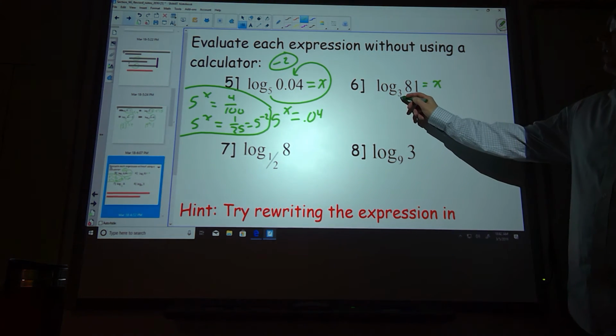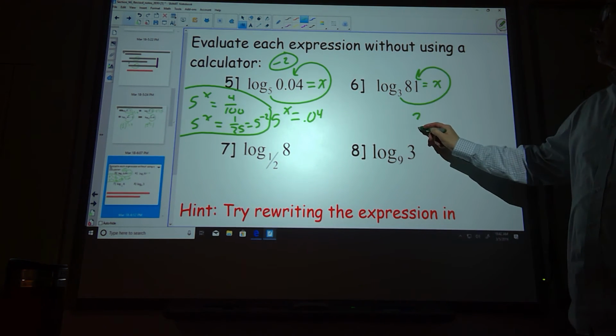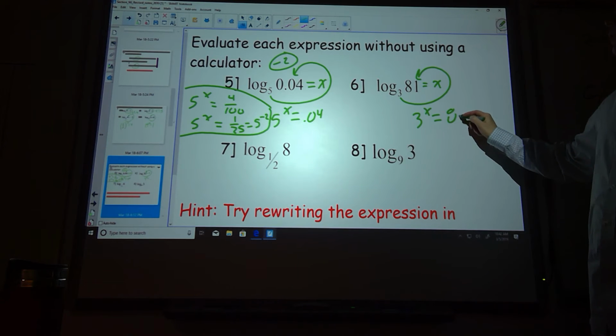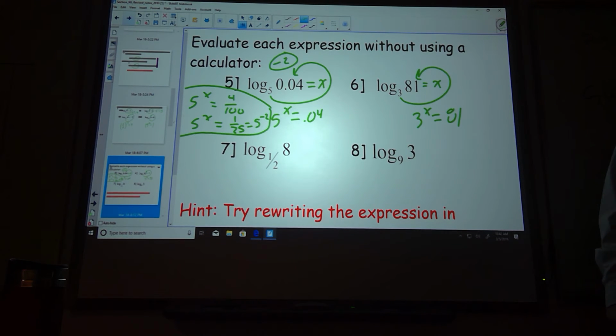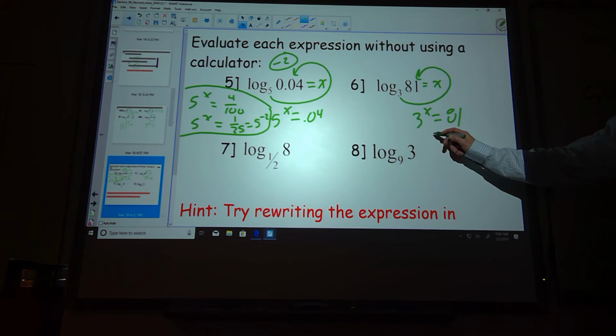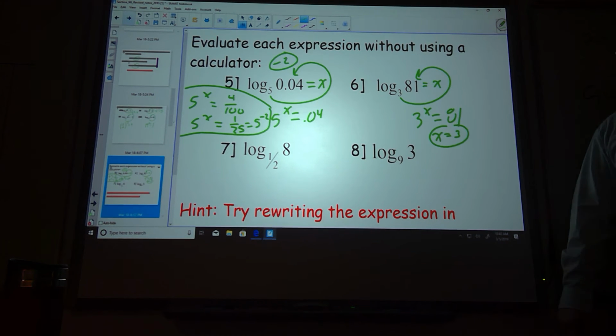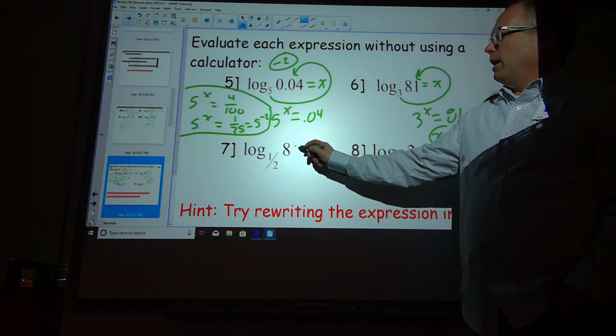So we're going to do this. Ready? 3 to the x is equal to 81. 3 to what power is 81? Well, 3, 9, 27. 27 times 3 is 81. You're close though. I was right. Cool.